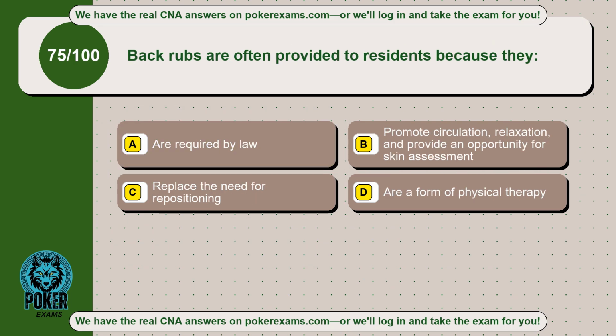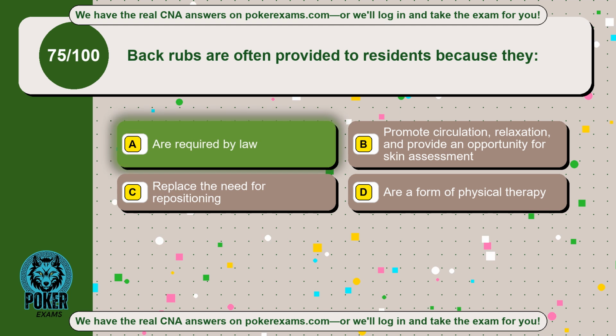Question 75. Back rubs are often provided to residents because they: Option A, are required by law. Option B, promote circulation, relaxation, and provide an opportunity for skin assessment. Option C, replace the need for repositioning. Option D, are a form of physical therapy. The correct answer is option A, are required by law.